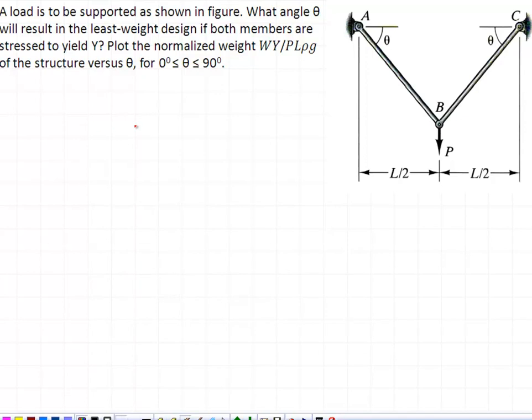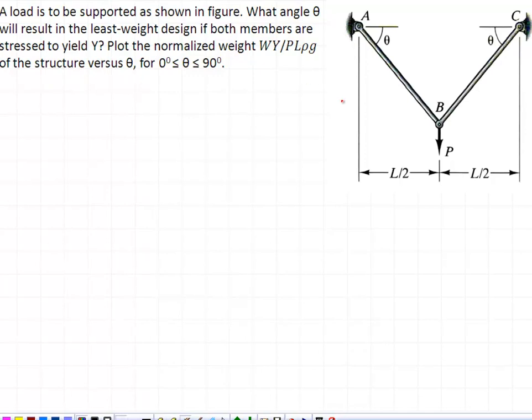This is the last problem of tutorial 2, problem number 10. A load P is supported as shown in the figure. The question is, what angle theta will result in the least weight design if both members are stressed to yield, Fy? Plot the normalized weight of the structure versus theta.